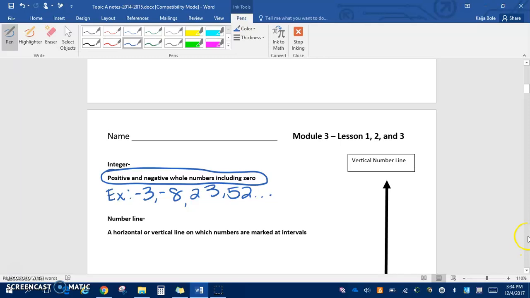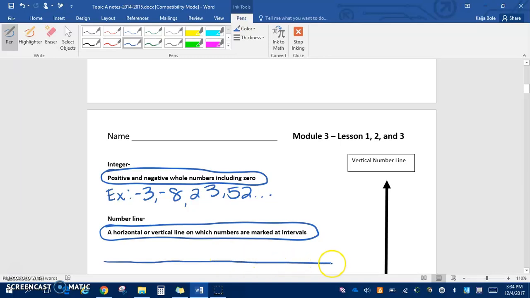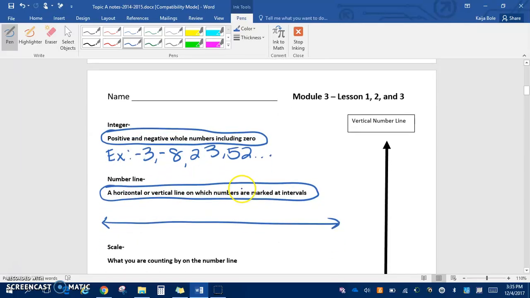A number line is a horizontal or vertical line on which numbers are marked at intervals. Again, this definition that I'm circling needs to be on your packet. An example of a horizontal number line would be something like this. If we just counted, we'd count from -5, -4, -3, -2, -1, 0, and then count up again. So this is a horizontal number line. You'll see the vertical number line is over here on the side.